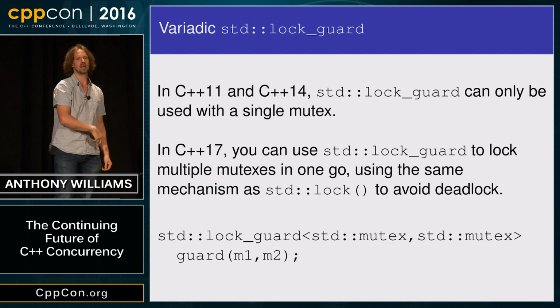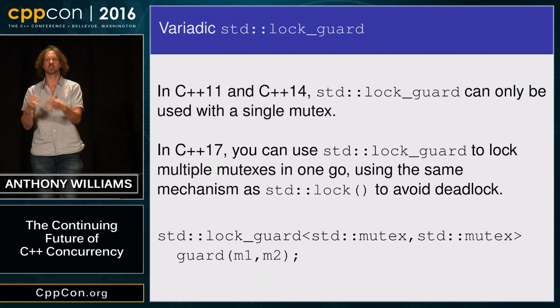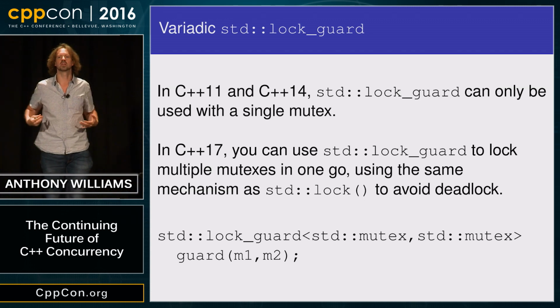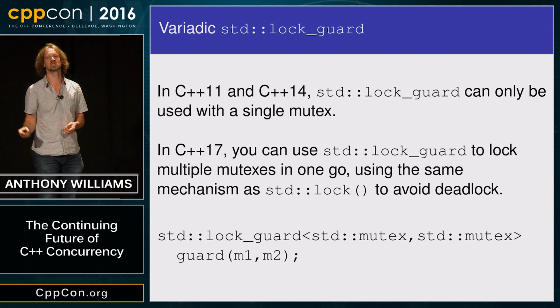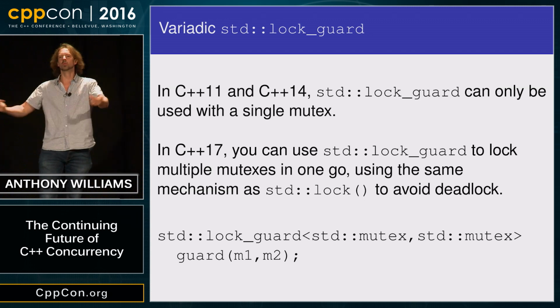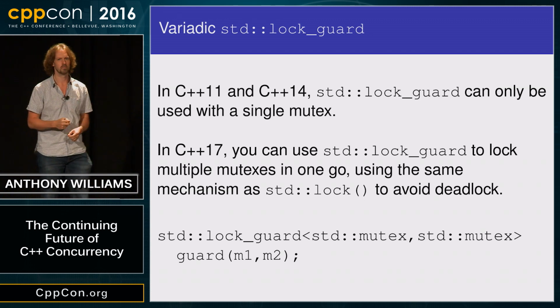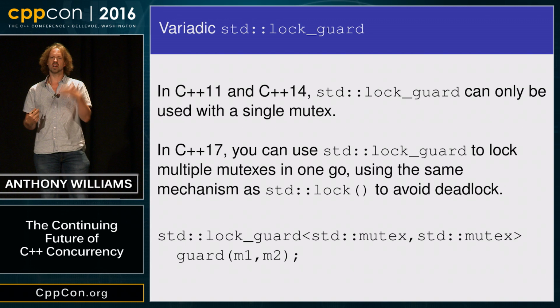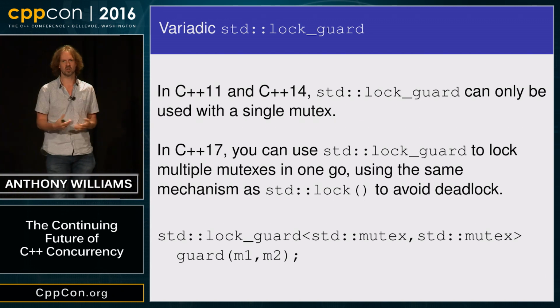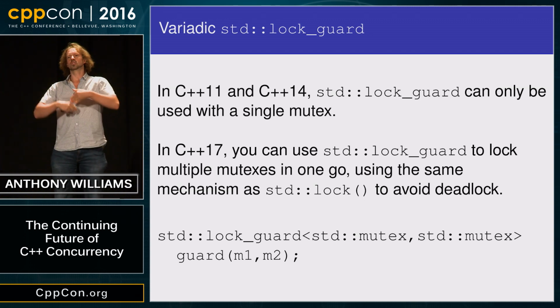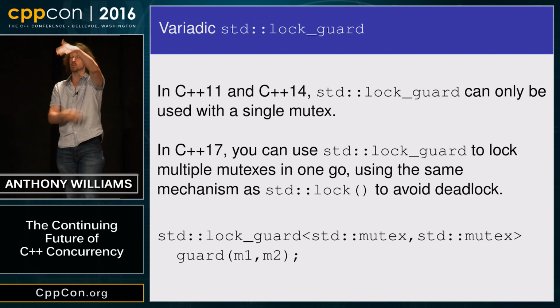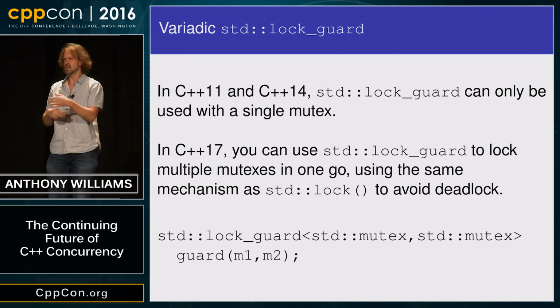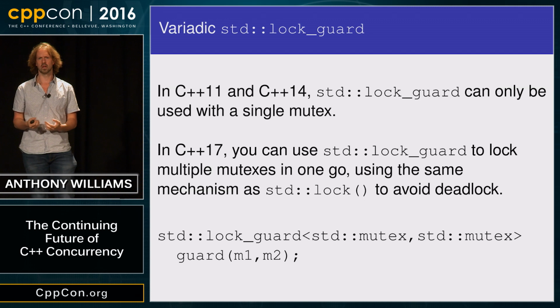So in C++11, we had this standard lock function. You could give it 2 mutexes, 3 mutexes, 5 mutexes, and it would work out a way of locking them all in a deadlock-free fashion. But in order to use that with your RAII guards, like standard lock guard and standard unique lock, you then had to either do the lock first and then adopt everything afterwards. You split over multiple lines, and it's easy to get wrong and make a mistake.